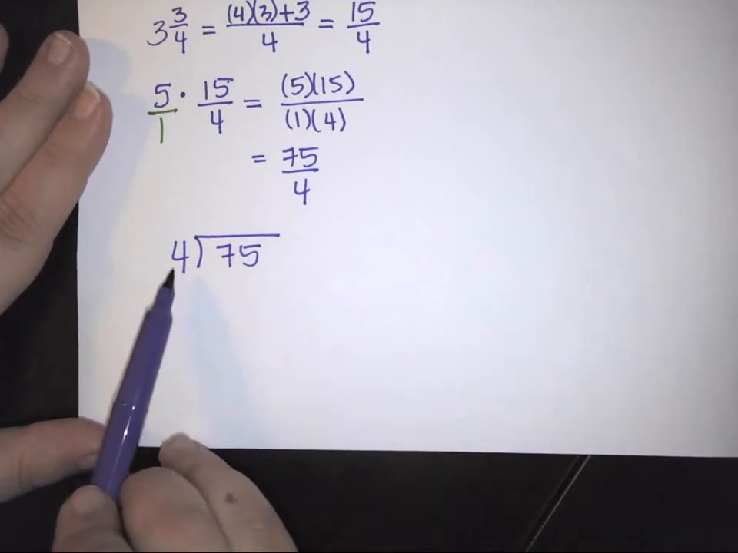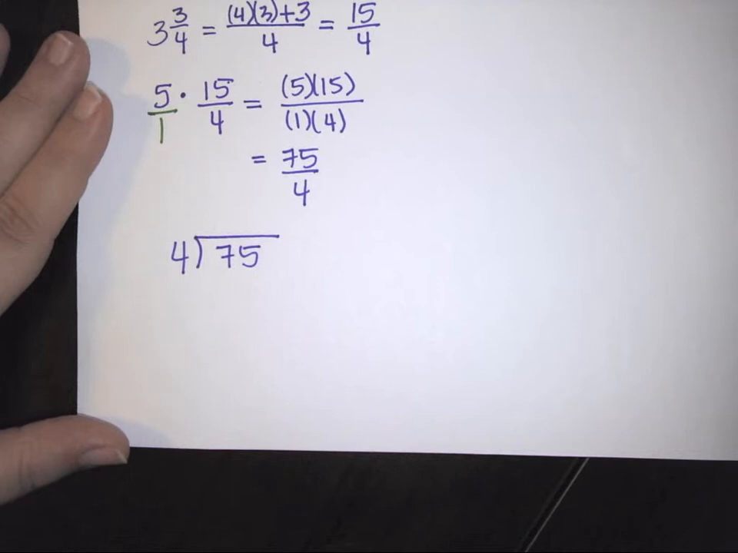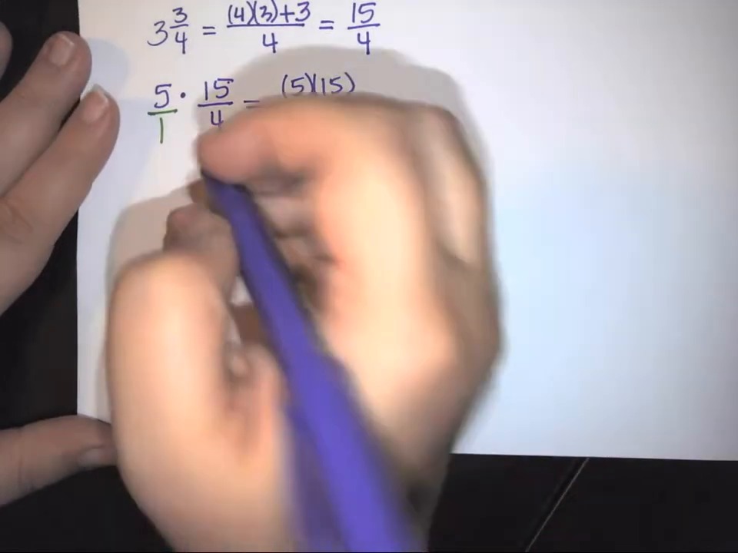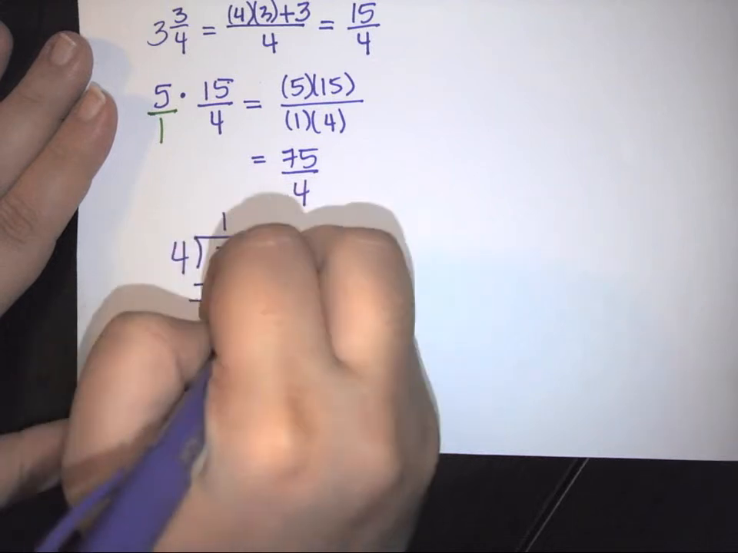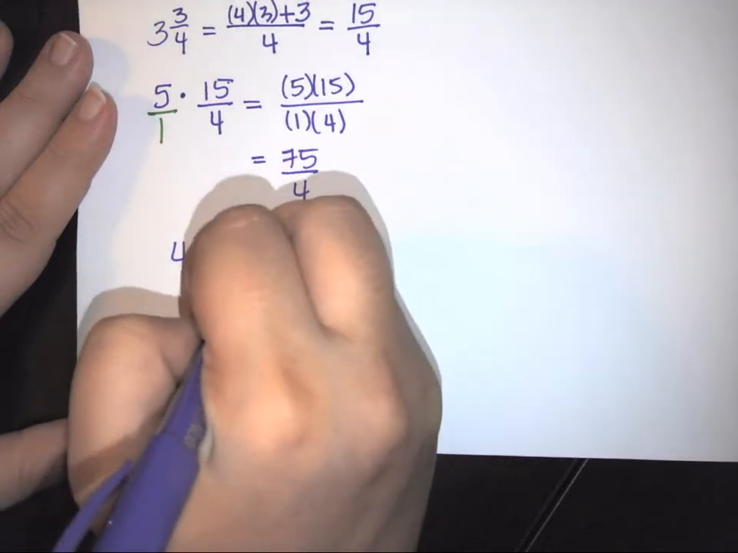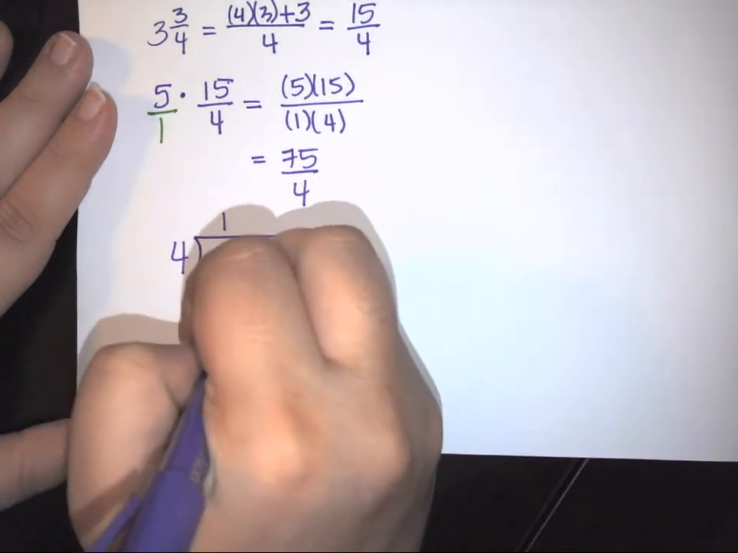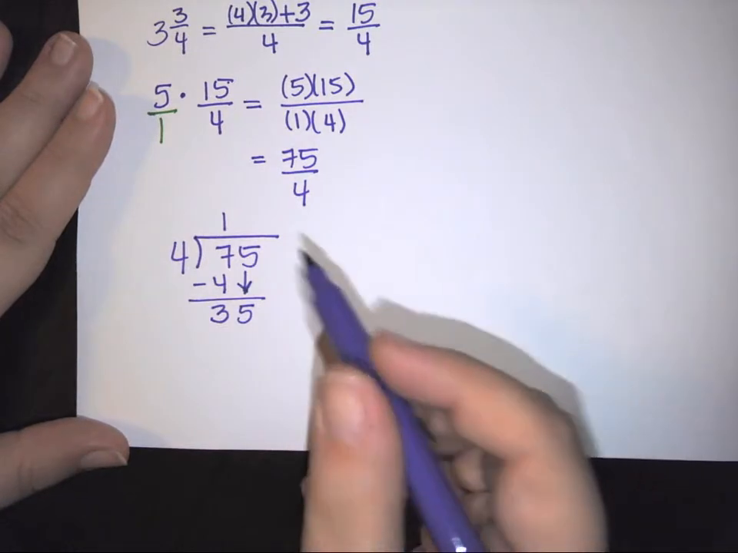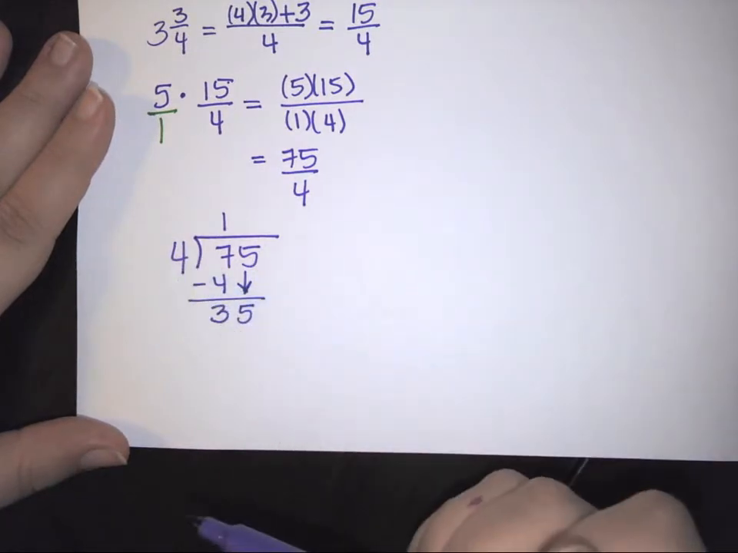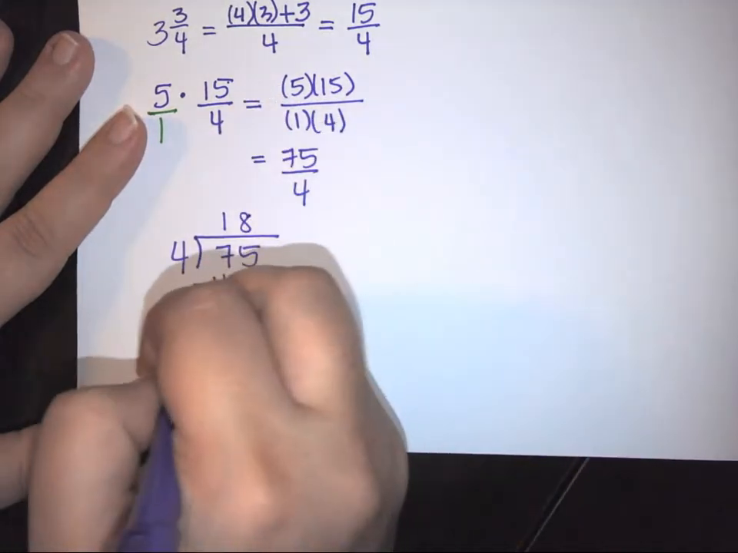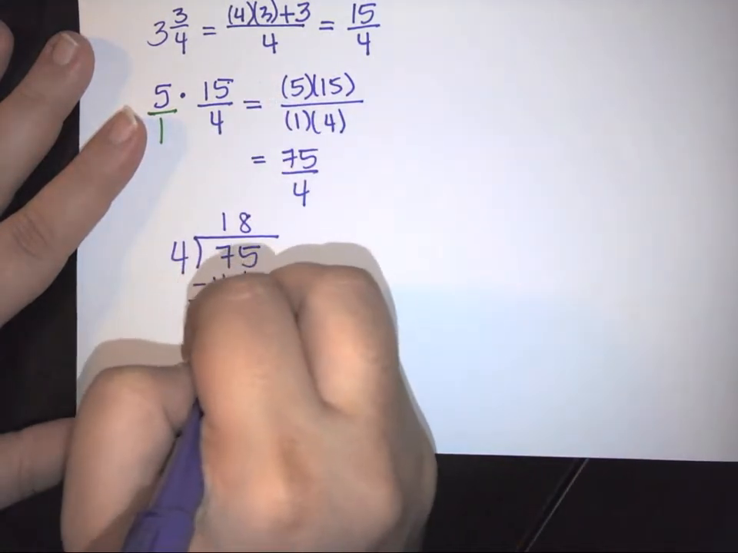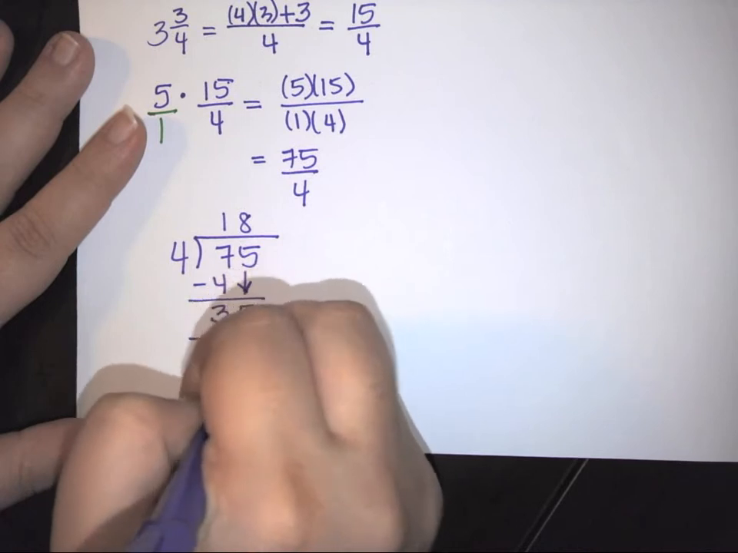So here we're going to do, how many times does 4 go into 7? Well, it only goes in once. I have to subtract my 4 away, leaves me with a 3. I have to pull down the 5, and now I need to find out how many times 4 goes into 35. Well, it goes into 35 8 times. I'm going to subtract away my 32, leaves me with 3.